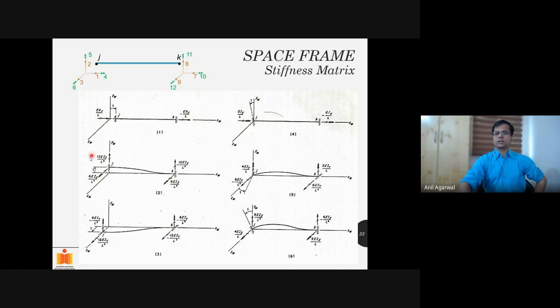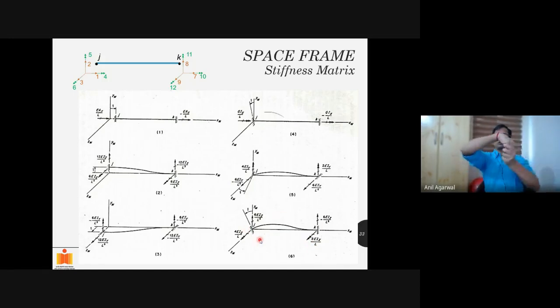Okay, so these are the terms corresponding to unit deformation in the second degree of freedom. Unit rotation in the sixth degree of freedom. It's a unit rotation in the fifth degree of freedom. Unit rotation in the sixth degree of freedom. Again, we are familiar with these terms: 6EI/L³, 4EI/L, 6EI/L³, 2EI/L. We are familiar with these, right?